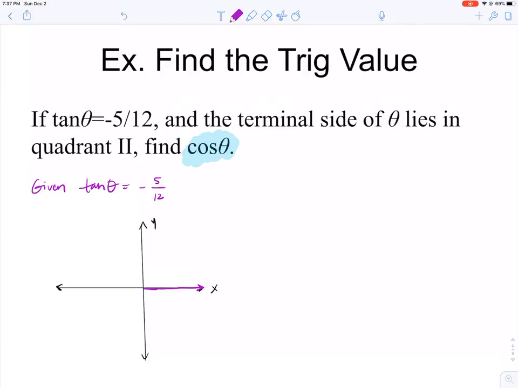Okay, for an angle that's in standard position, its initial side will be on the positive x-axis. Okay, quadrant 2. Tangent is y/x. So y is positive in quadrant 2, meaning y will be 5. And x will then have to be negative 12.